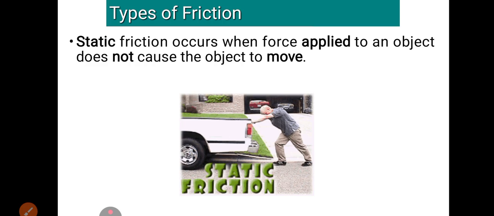So, what is static friction? Static friction is just the force that is applied to an object, and it does not cause the object to move. You apply a certain force, but the object does not move. Maybe the force you applied is low, not enough to overcome the friction force under it. So that's what we call static friction.